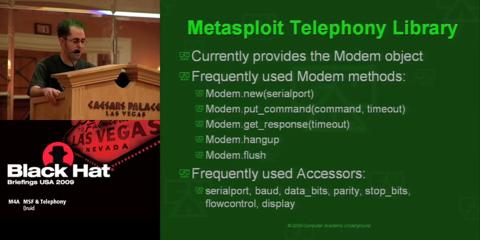So basically, all this does right now, this is still a work in progress, which is why it's Turbo Talk. It basically provides a modem object, and that object provides a few methods. You can create a new modem based on what serial port your modem's attached to. You can give it commands. You can read back the responses. You can hang up. You can flush the buffers. There's a few more, but those are the key ones that you're going to be using a lot. There's some accessors for configuration, so you can tell it which serial port you want to use, baud rate, data bits, stop bits, all your regular modem stuff.